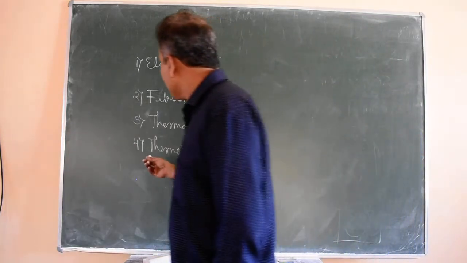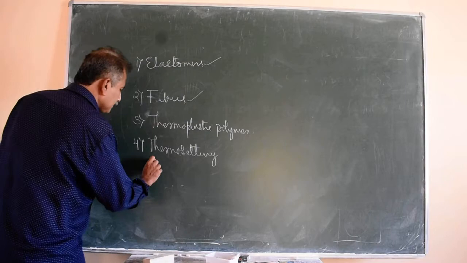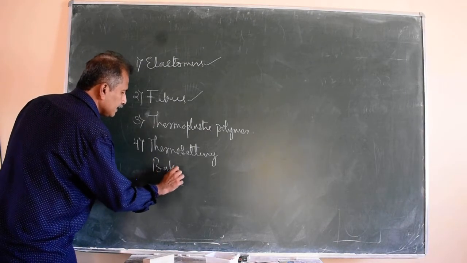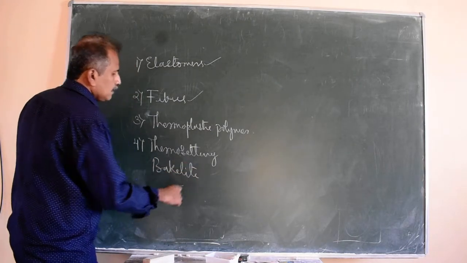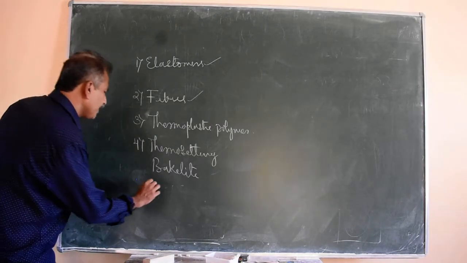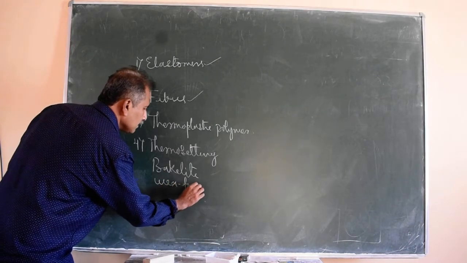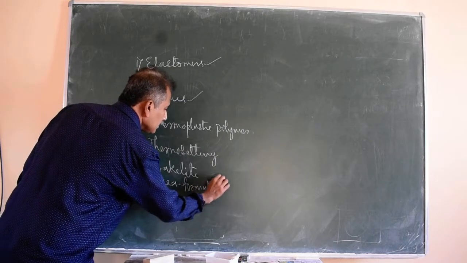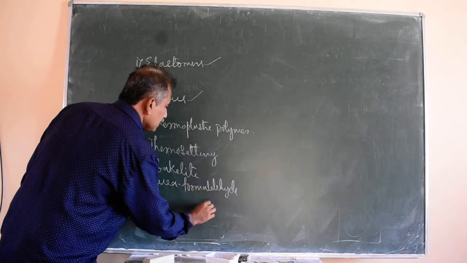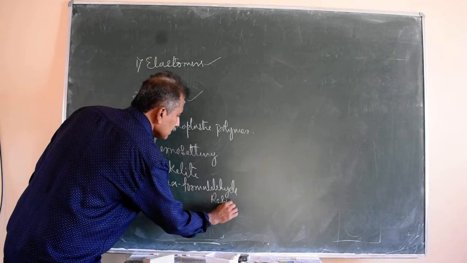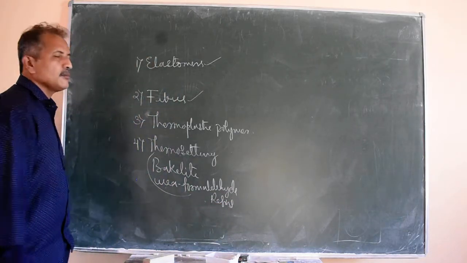So bakelite is a very good example here. What is bakelite, right? And even you have urea formaldehyde resins. These are all thermosetting polymers.